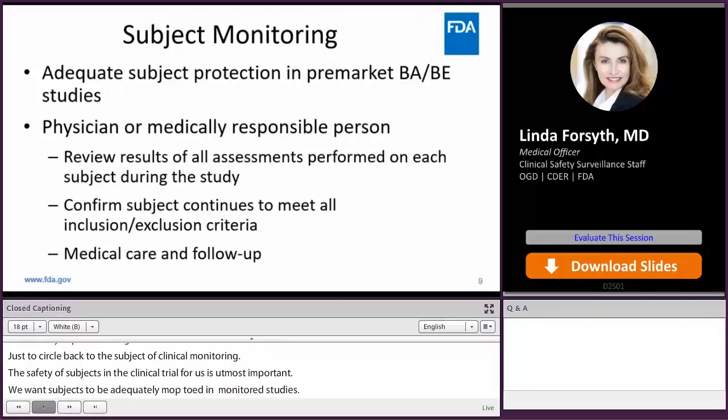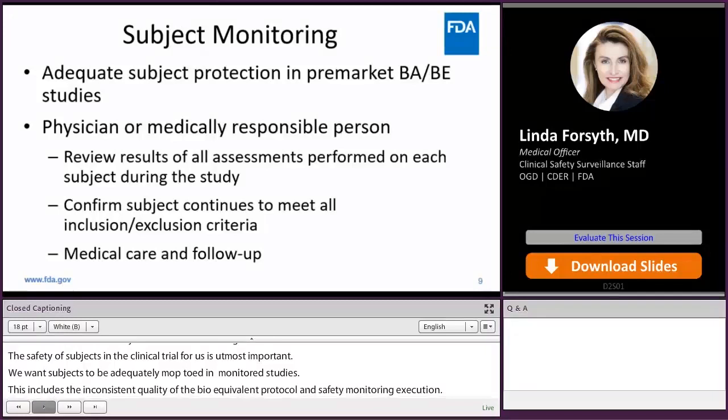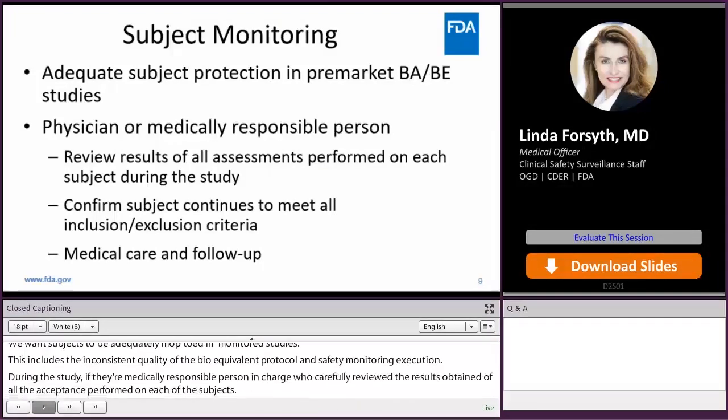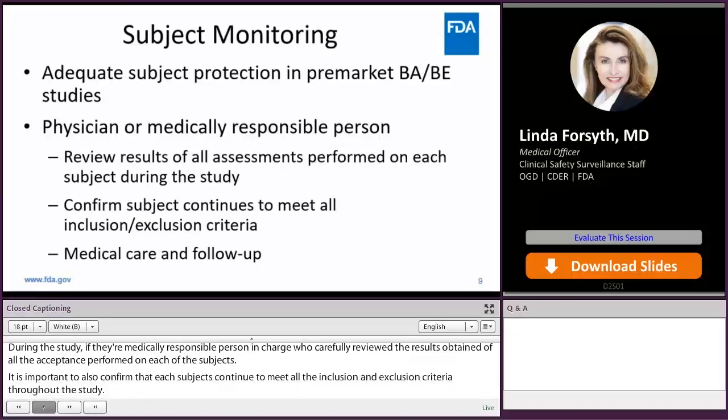During the study, is there a medically responsible person in charge who carefully reviews the results obtained of all of the assessments performed on each of the subjects? It is important to also confirm that each subject continues to meet all the inclusion and exclusion criteria throughout the study. And finally, we want to make sure that if an SAE occurs, the subject receives appropriate medical care and is adequately followed to the resolution of the event.